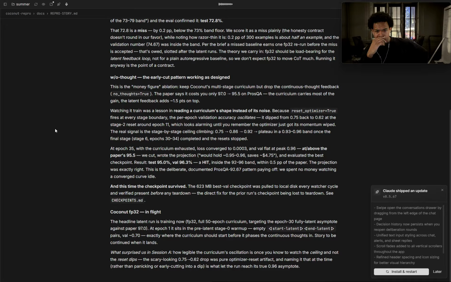Moving to the next section, which covers the without thought baseline and the coconut runs. Subsection without thought, the early cut pattern working as designed. The without thought baseline, run in B float 16, is the bottom anchor of the table. It has 0 reasoning steps, latent or text, and must answer the question immediately.